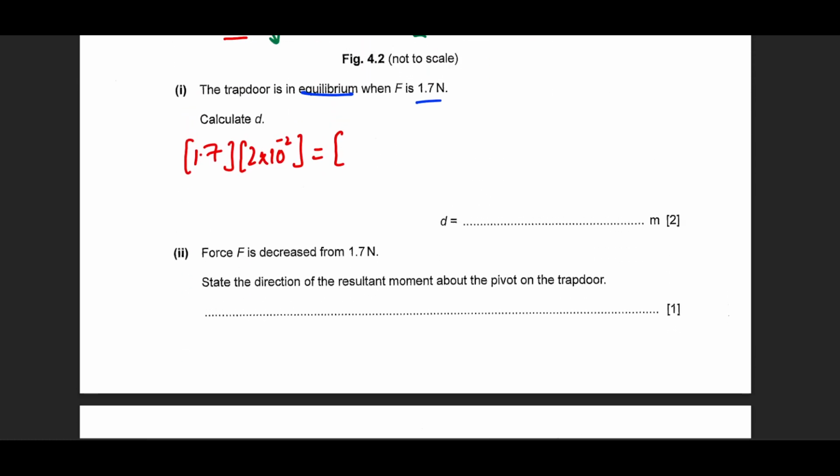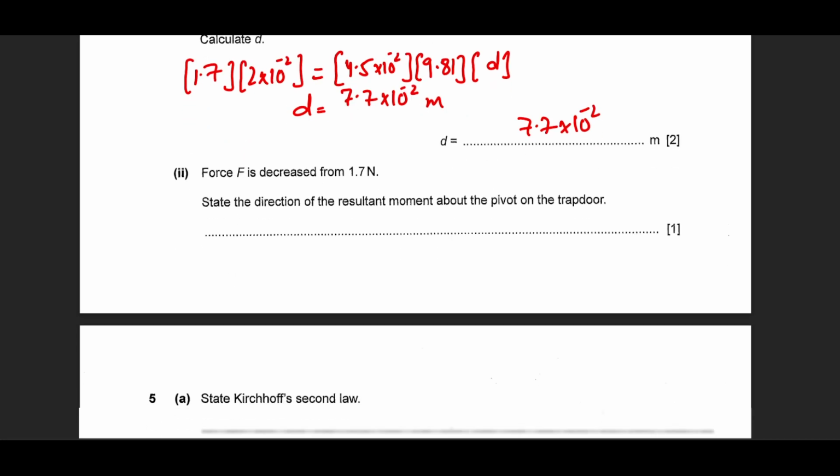Now, can we convert the mass of the ball into a force? Yes, by using mg. So 4.5 into 10 to the power minus 2 mass into the value of g, which is 9.81, into distance, which is a value of d, which we don't know. So d comes out as 7.7 into 10 to the power minus 2 meters.